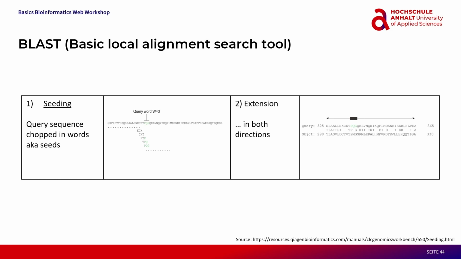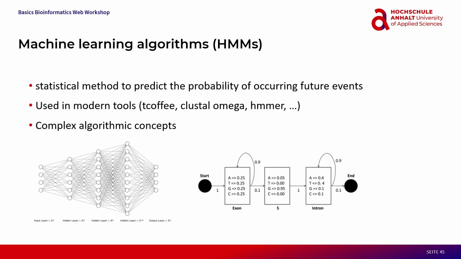Before I finish this lecture, there is one more type of algorithm that I have not covered. These are machine learning algorithms. Machine learning algorithms are used in many modern alignment tools, such as T-Coffee, Clustal Omega, or HMMER. They often use a statistical method to predict the probability of future events called hidden Markov models, or HMMs for short. HMMs provide the basis for a number of complex models that can be used for multiple sequence alignments, profile searching, or sequence detection. I will not cover the complexity of these methods in this lecture for good reason.